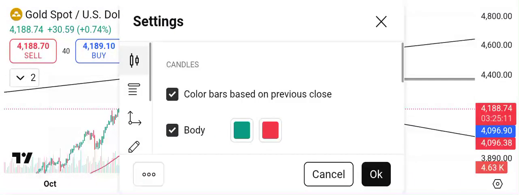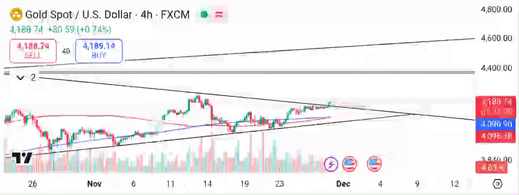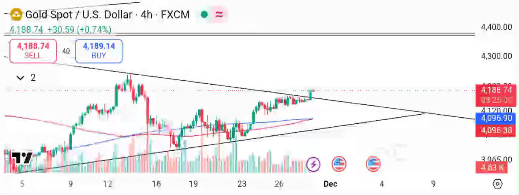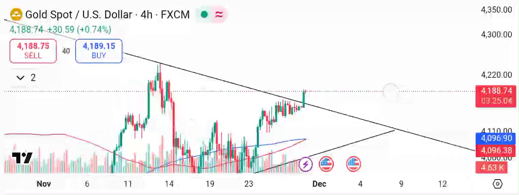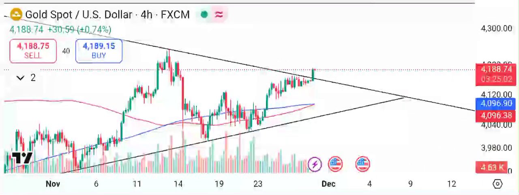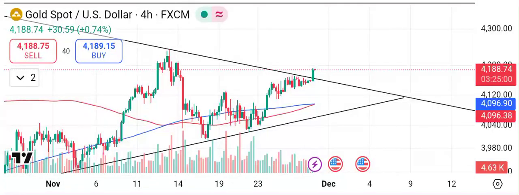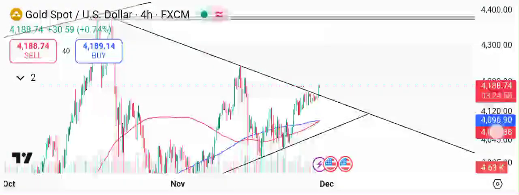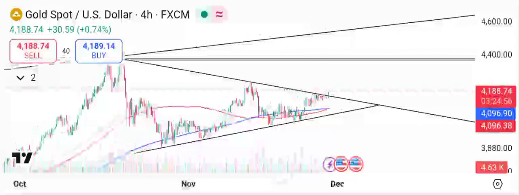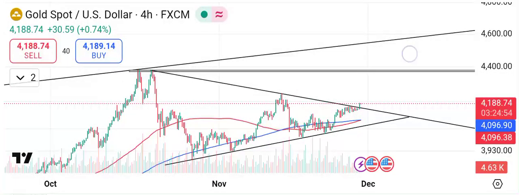But looking closely now, we can see that instead of a touch, we have price breaking out of the diagonal resistance. So this is indicating that it's about time price starts pushing back to the upside. And we're expecting price to push back up to this horizontal resistance level.